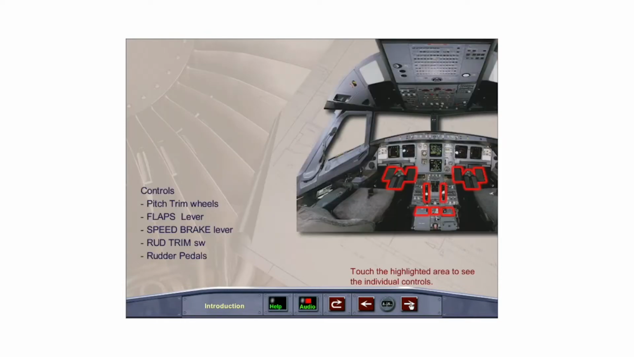The pitch trim wheels, flaps lever, speed brake lever, and rudder trim switch are located on the center pedestal. 2 sets of rudder pedals are located at each pilot station. Note, there is no aileron trim. Touch control location to see an enlargement or the right arrow to continue.